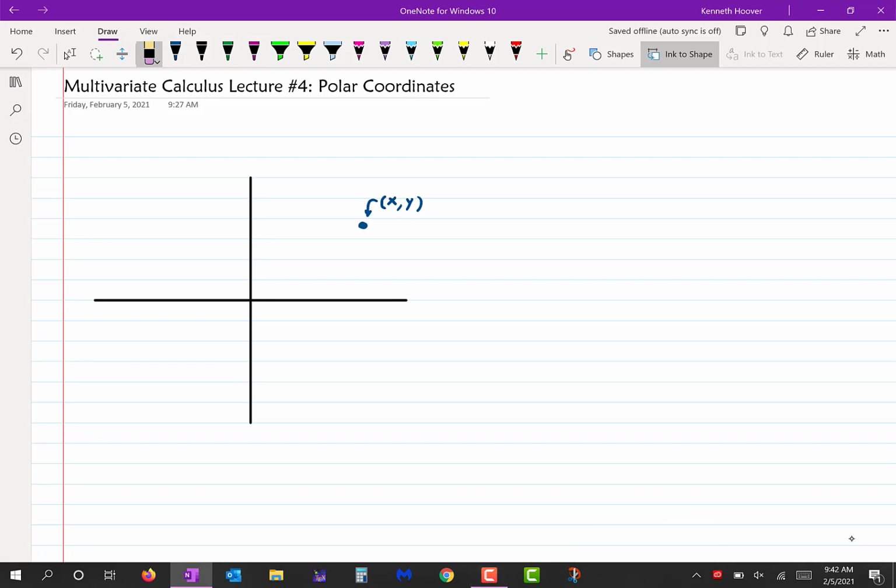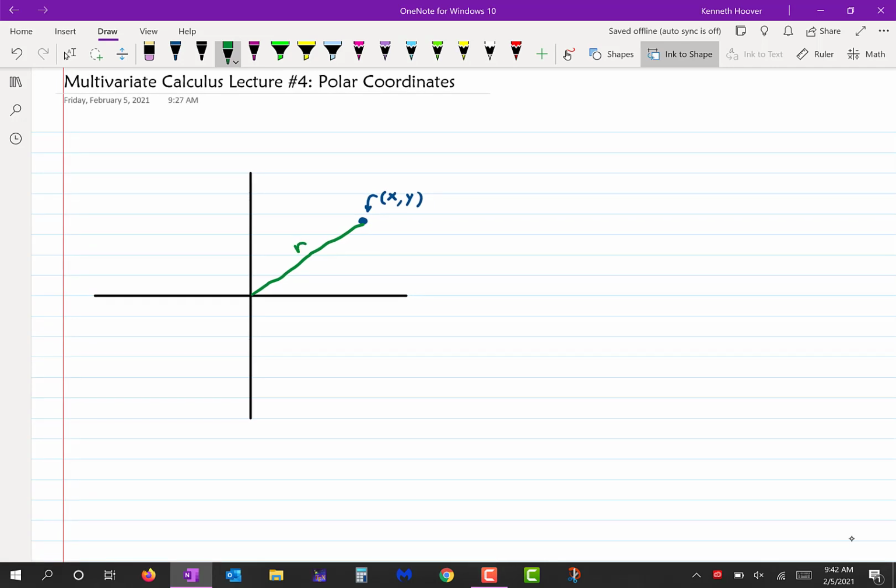In this new coordinate system, you measure two things. Number one, you measure the radial distance from the origin out to your point, and we'll call that r. And then you measure the angle from the positive x-axis counterclockwise to that radial segment. We're going to call that theta. And then that point, which was called xy in rectangular coordinates, is called r theta in polar coordinates. It's just a different coordinate system is all it is.